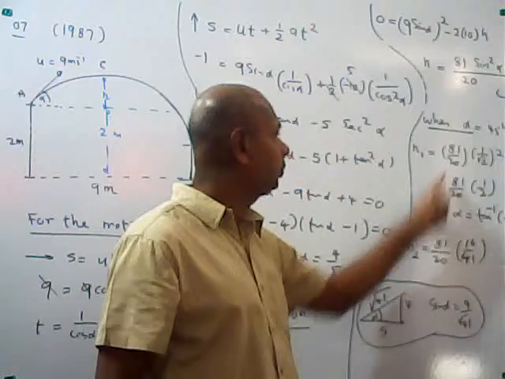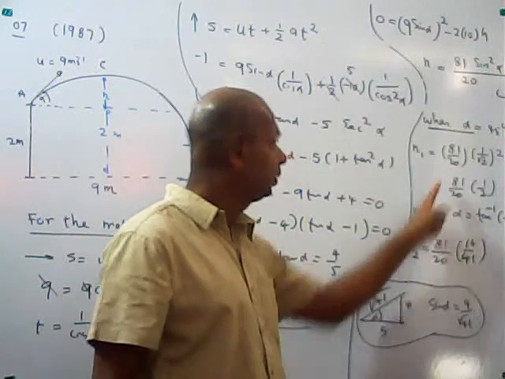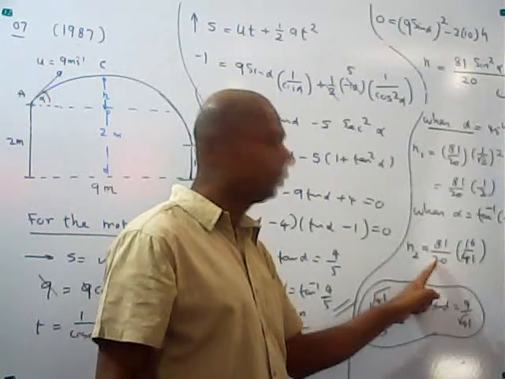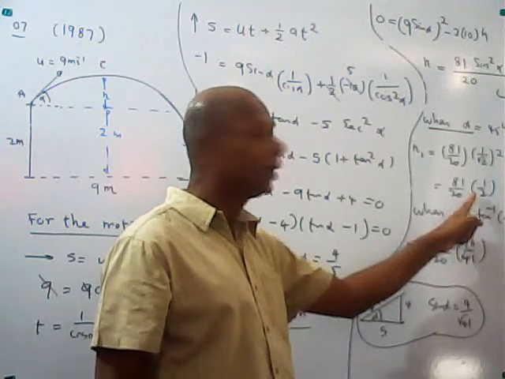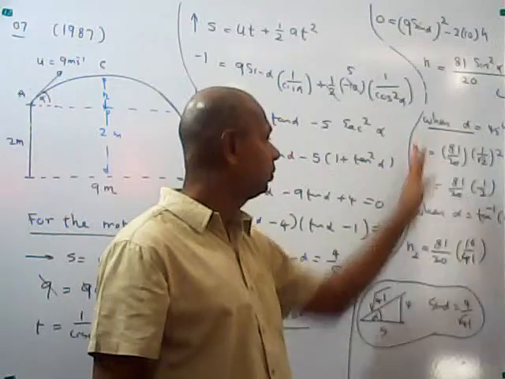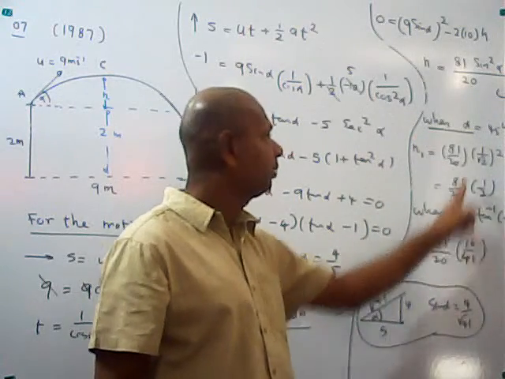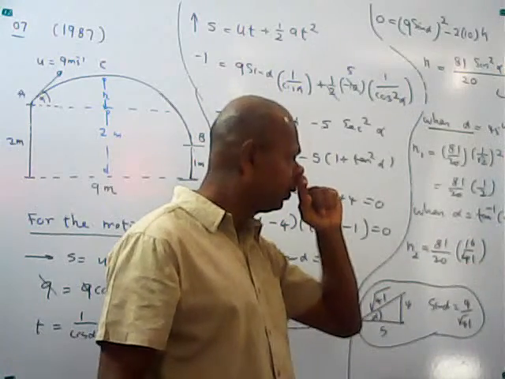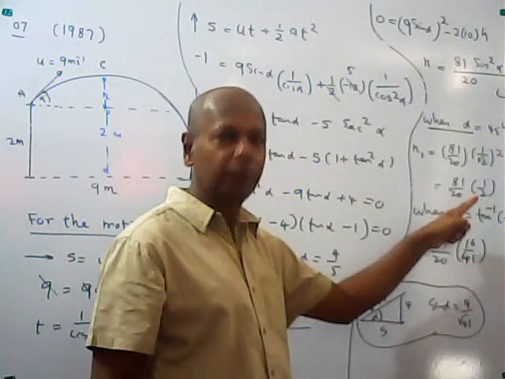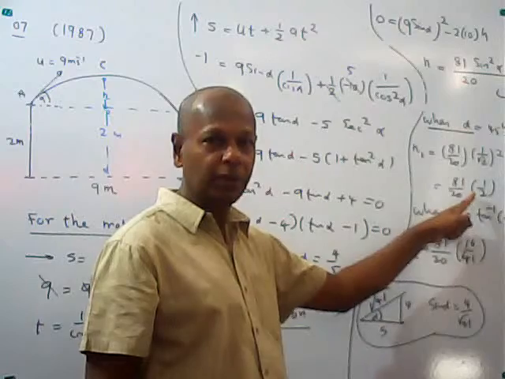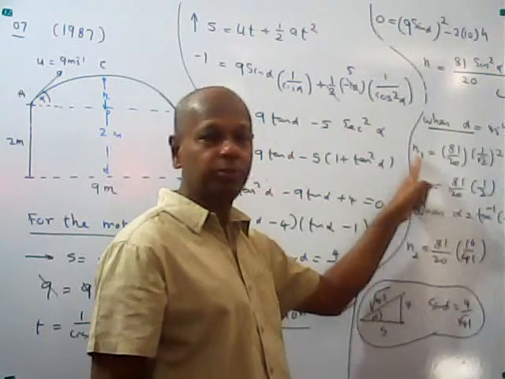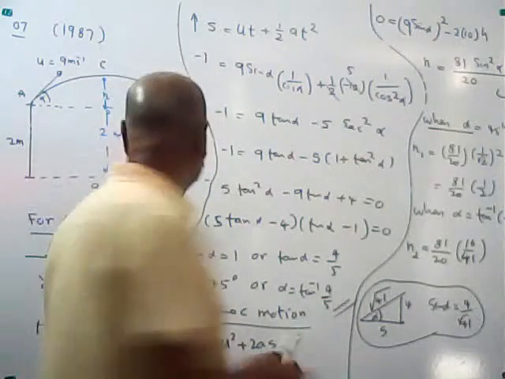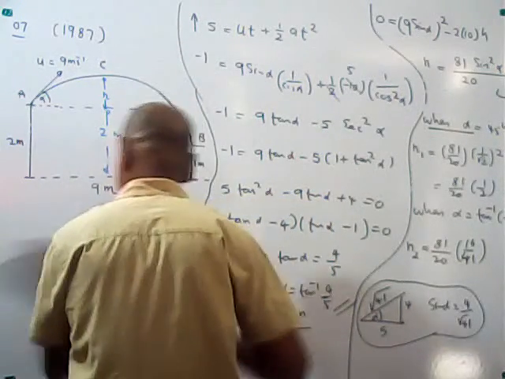81 over 20 is common to both of them, to h1 and h2. It is this part. Whether h1 or h2 is greater is determined by the other part. You have half here. Here it's 16 over 41. So it's half, which is greater. Half is greater than this. Therefore, h1 has to be greater than h2, right? We see that h1 is greater than h2.